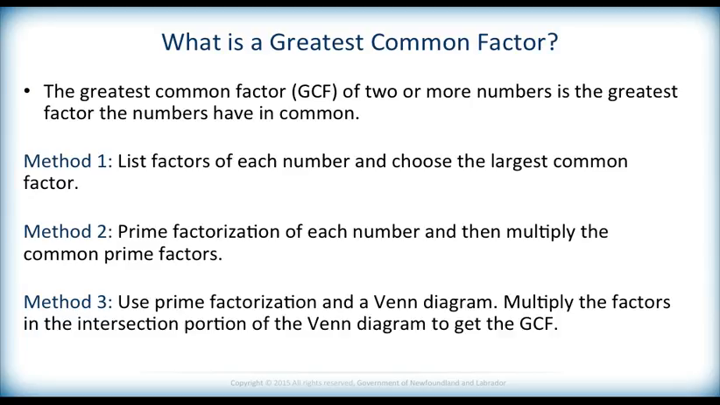In the Venn diagram, you will display the common factors in the intersection, which is the overlapping region, and you will show the prime factors for each number. Then you will multiply the factors in the intersection portion of the Venn diagram. Once you get the result, this is the GCF.